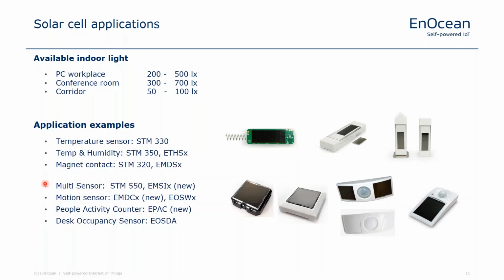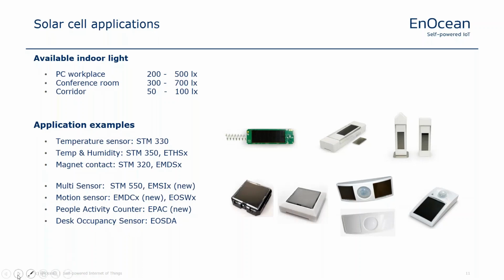We have recently launched some new sensors. I'll show you later also the multi-sensor STM 350. This one, the motion sensor and people activity counter, and desk occupancy sensor. All of these were very frequently requested during Corona seasons. So we have very strong demand for them because you can then measure the occupancy of offices and meeting rooms, and control them and avoid too crowded places.